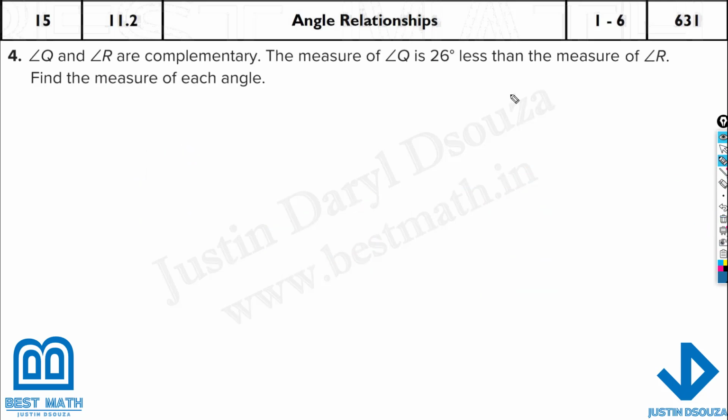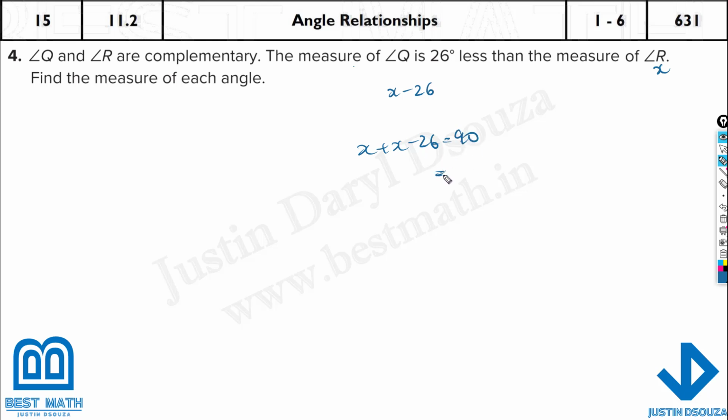Here they have told about complementary angles. The Q measure is 26 degrees less than the measure of R. So I'm going to take R as X and Q is going to be X minus 26. So Q is 26 degrees less than R. So whatever is R, it's going to be more. Q is going to be less. So we know it's complementary. So X plus X minus 26 is equal to 90.